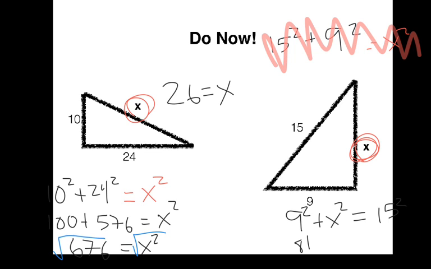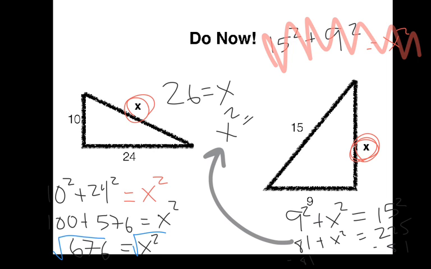All right, let's just finish it out. I get 81 plus x squared equals 225. When I subtract 81 from both sides, because I want to get x squared by itself, I end up with x squared equals 144. And the opposite of squaring is square rooting. And we end up with x equals 12.